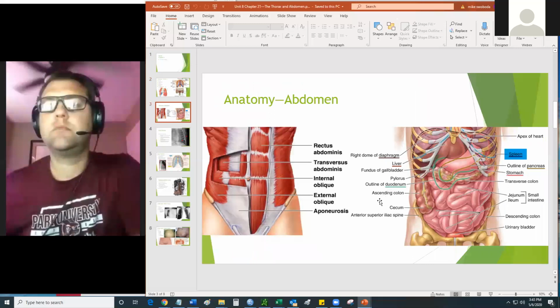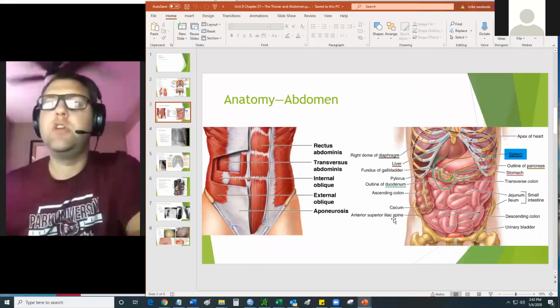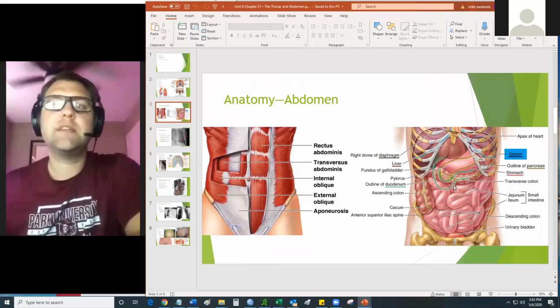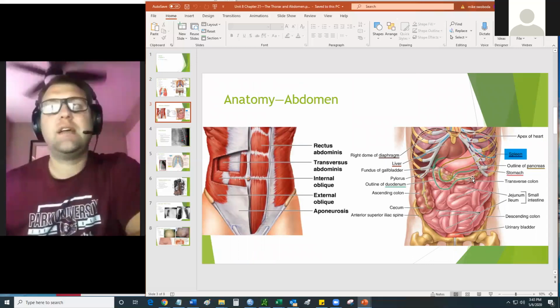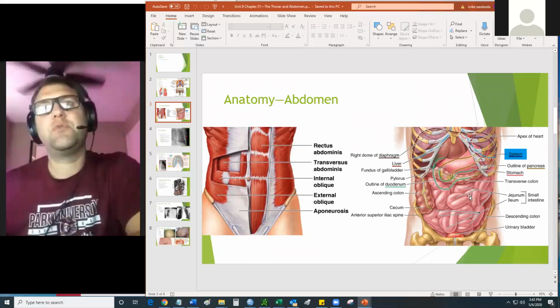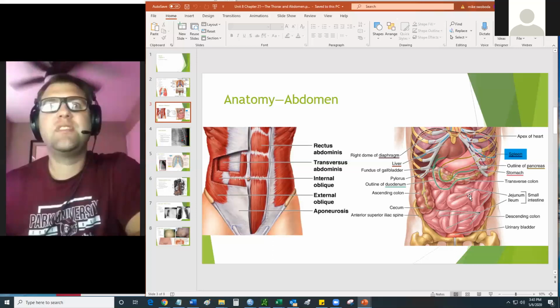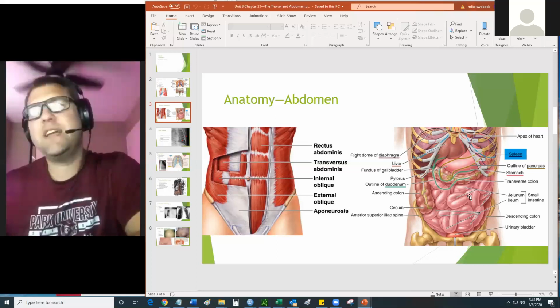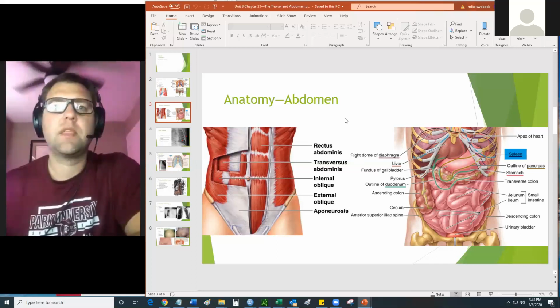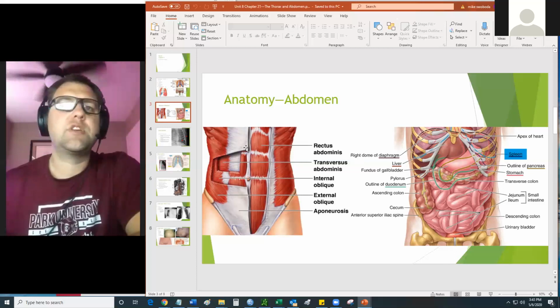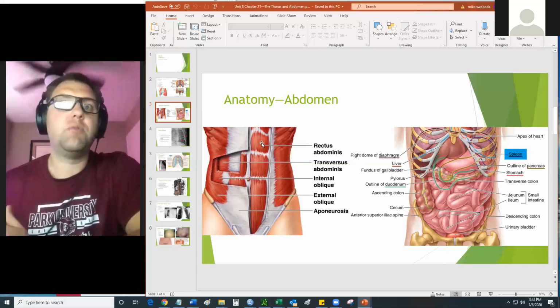Now, with the abdomen, you have most of your internal organs in your abdominal cavity. This is pretty much your entire digestive system, and really, say like your liver, your pancreas is kind of in there, but mostly it's going to be your intestines. And this is just covered by your abdominal muscles or your core muscles.